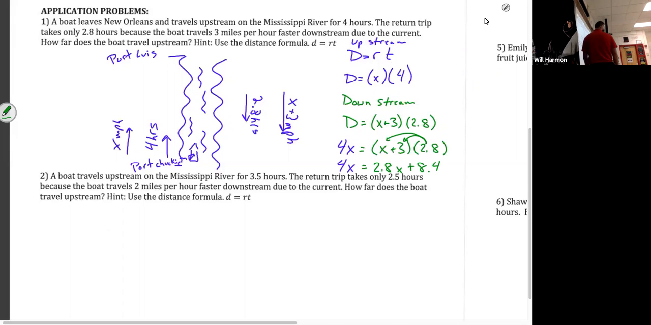Now, how would I go about solving that? Minus, not 8.4, 2.8x, because you want everything to one side. So let's go ahead and subtract 2.8x from both sides. Those cancel. You're left with 1.2x equals 8.4. So x equals, what does x equal?